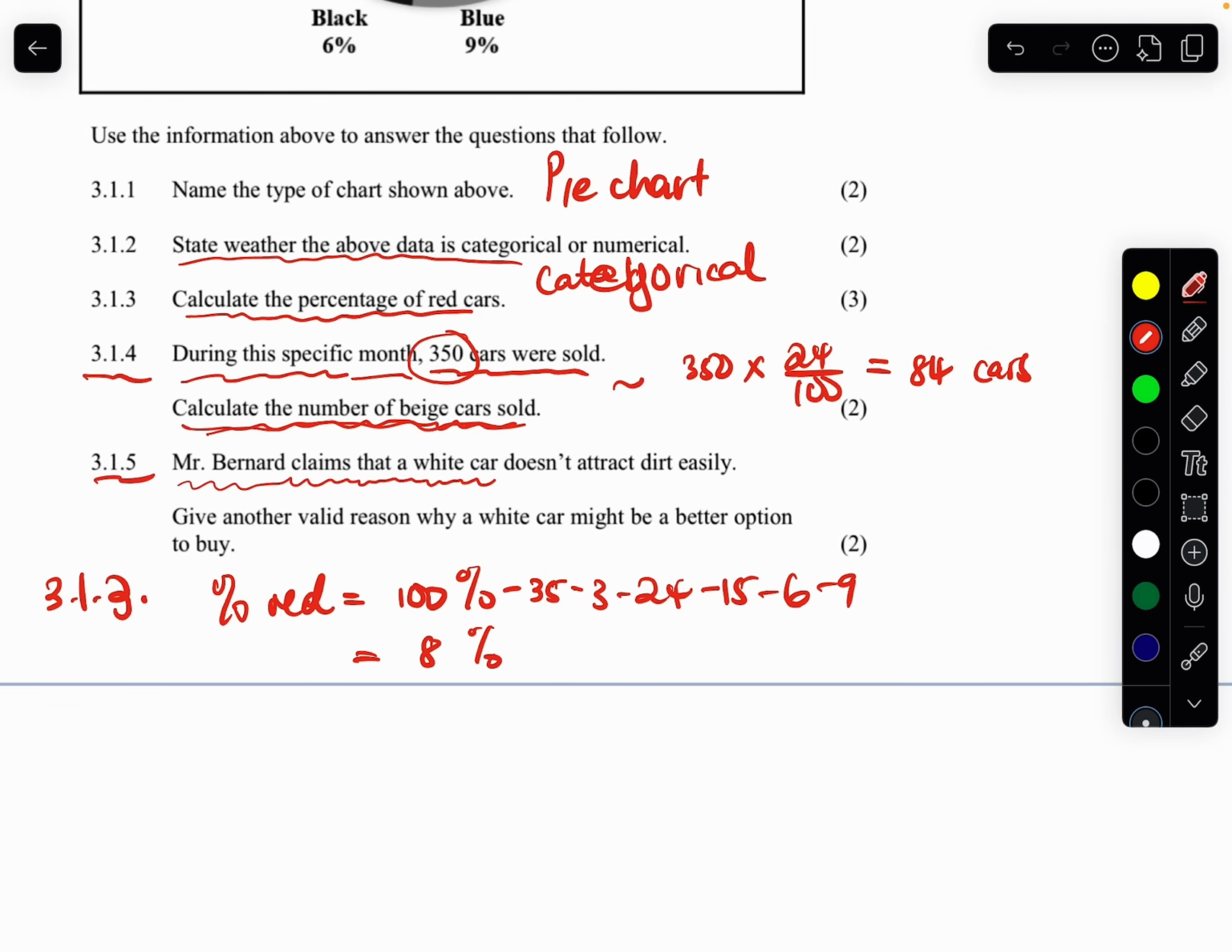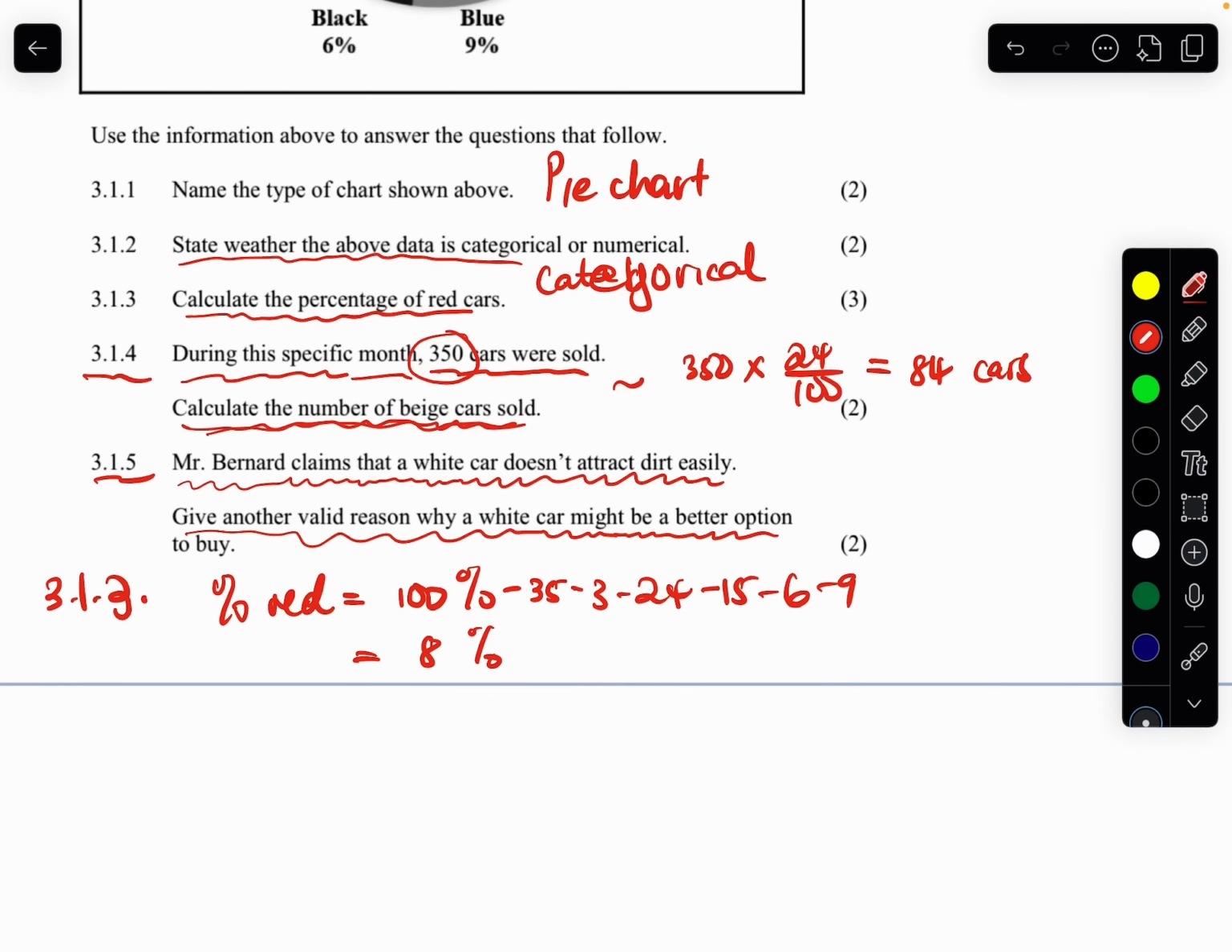3.1.5, it says Mr. Bernard claims that a white car doesn't attract dirt easily. That's his claim. It says give another valid reason why a white car might be a better option to buy. Guys, there are a lot of reasons.